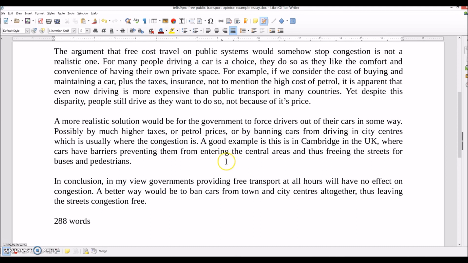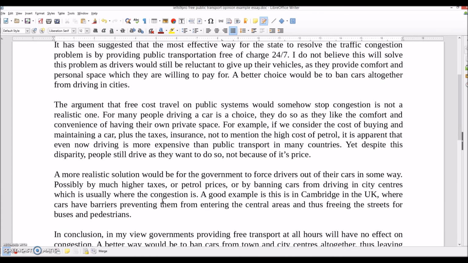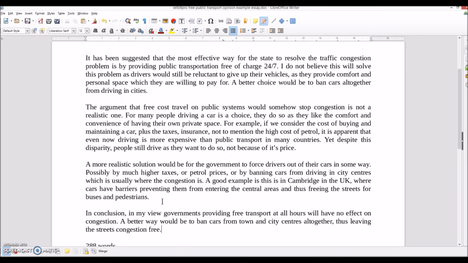So in conclusion, restate your opinion again. In my view, the government providing free transport at all hours will have no effect on congestion. A better way would be to ban cars from town and city centres altogether, thus leaving the streets congestion-free. 288 words. So, see if I can get this all onto the screen so you can pause it and you can read it all. So, that's a general idea.